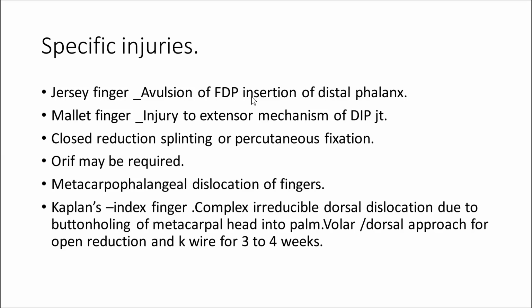Mallet finger is an injury to the extensor mechanism of the DIP joint, where the DIP slip which attaches on the distal phalanx leads to an avulsion injury. That is called a mallet fracture. So here you have to reduce the fracture and do splinting. Sometimes that is not enough, and you will have to do percutaneous fixation also. Sometimes closed reduction doesn't succeed, and then open reduction internal fixation may be required.